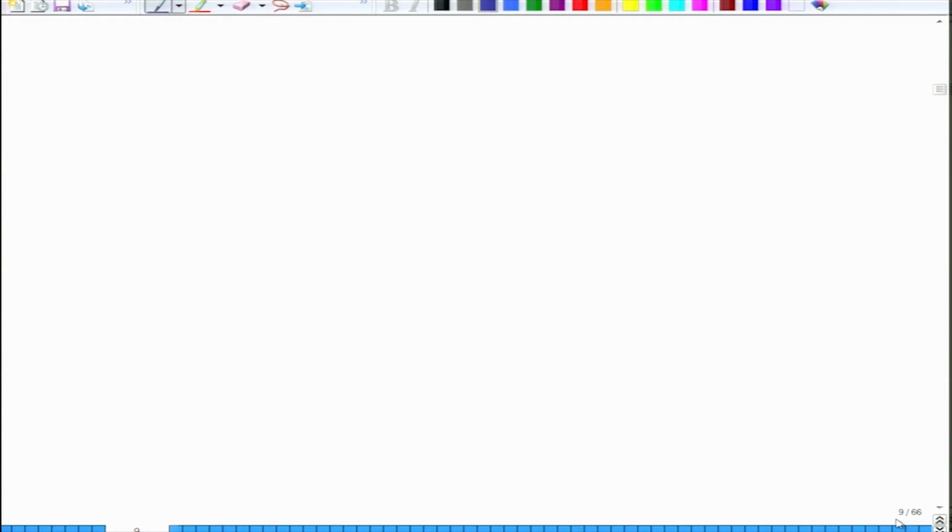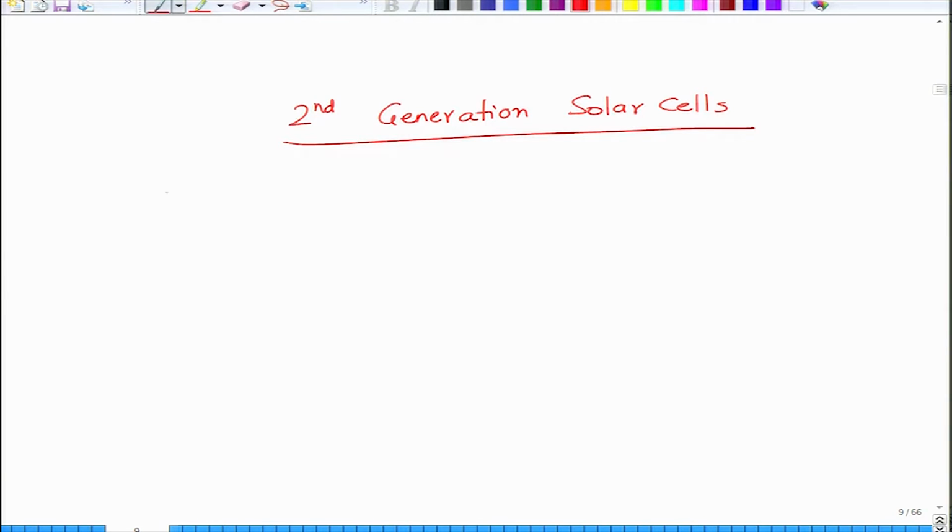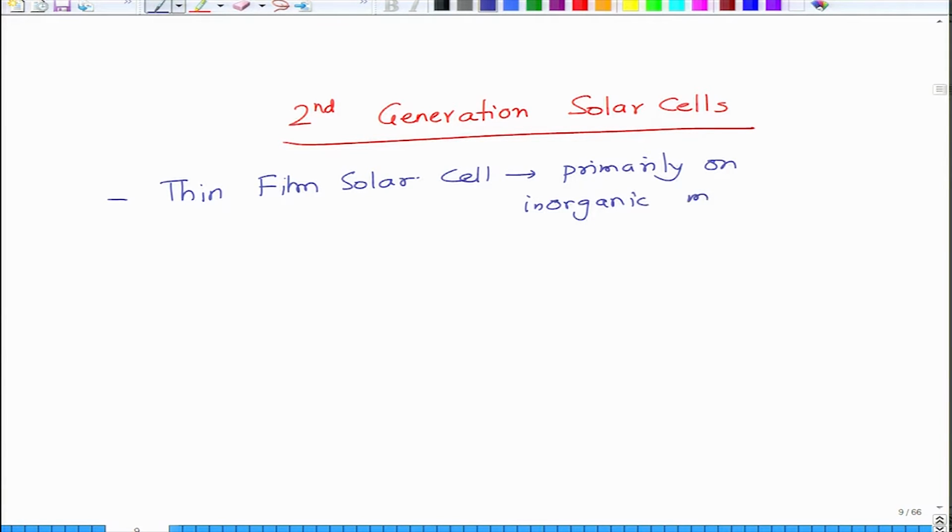Alright, so now we look at the Gen 2 technologies, which are basically thin film based technologies. So we move on to a new topic, which is second generation solar PV technology. Second generation PV technologies mainly revolve around thin film solar cells, primarily based on inorganic materials. And the idea to use thin films is because you don't require such a large volume of material for absorbing the amount of light that you can actually absorb.